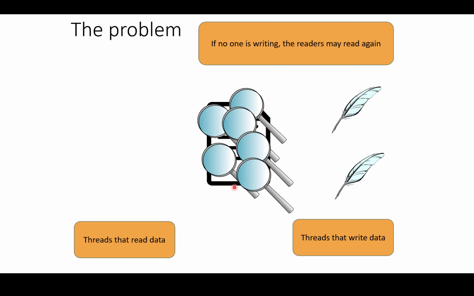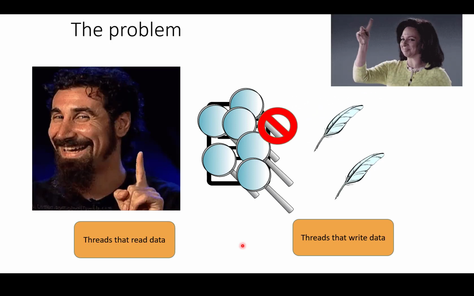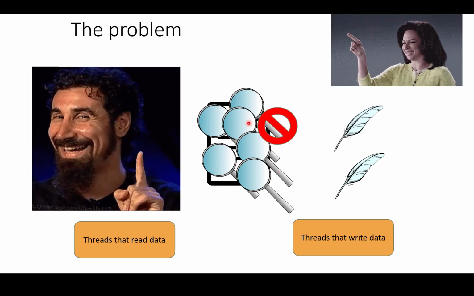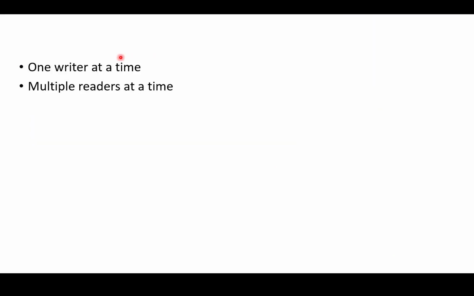But if there are currently any readers reading the data, then a writer thread is not allowed to go and modify it at the same time. So we end up with one writer at a time or multiple readers at a time, but never more than one writer, and never a writer and reader at the same time. So these are the two that are allowed. So our goal is mainly to make sure that we control the access to this shared resource and ensure that these rules are followed.